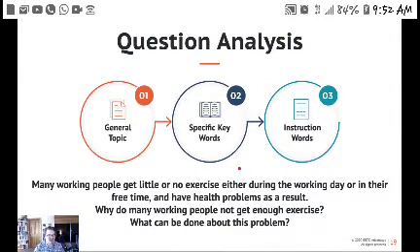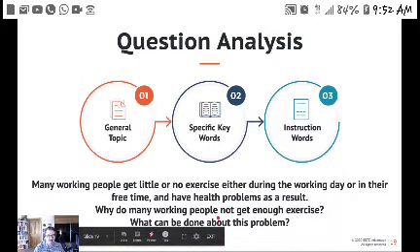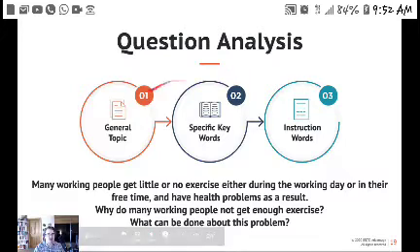Are we going to write everything we know about health and exercise? No. We first need to understand the general topic so that we avoid writing generally about the topic, because that is a big mistake. Your job is to answer these specific questions, not write about the general topic. So in order to do that, we need to look at the specific keywords.